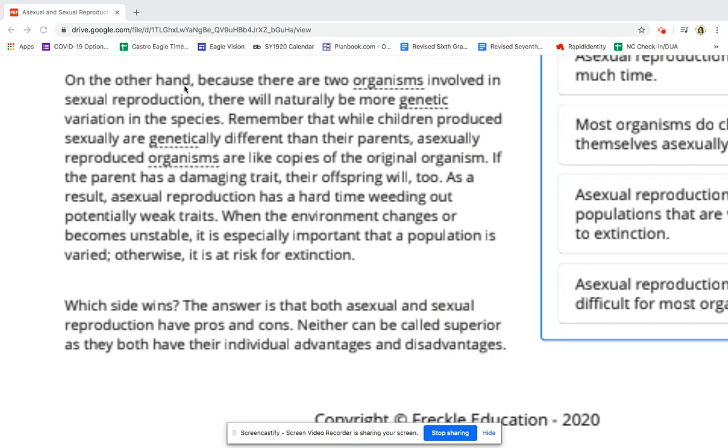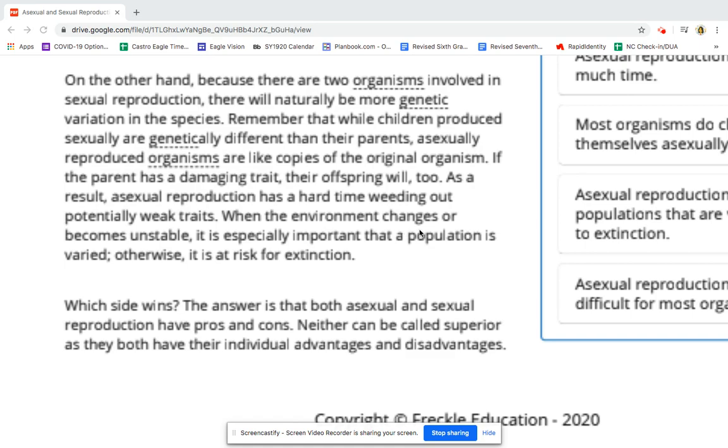On the other hand, because there are two organisms involved in sexual reproduction, there will naturally be more genetic variation in the species. Remember that while children produced sexually are genetically different than their parents, asexually reproduced organisms are like copies of the original organism. If the parent has a damaging trait, their offspring will too. As a result, asexual reproduction has a hard time weeding out potentially weak traits.